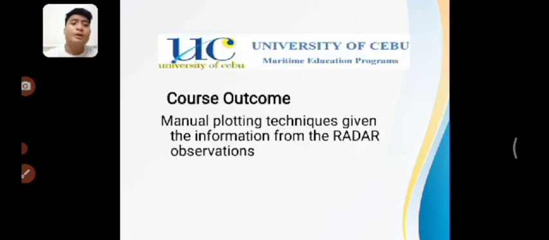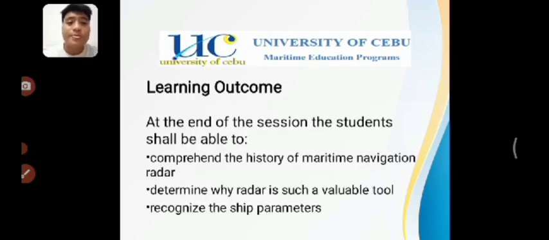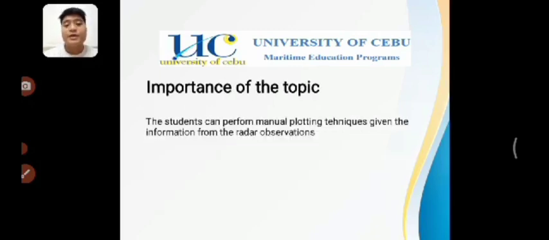Course outcome: manual plotting techniques given the information from the radar observations. Learning outcome: at the end of the session, the students shall be able to comprehend the history of maritime and navigation radar, determine why radar is such a valuable tool, and recognize the ship parameters. Importance of the topic: the students can perform manual plotting techniques given the information from the radar observations.